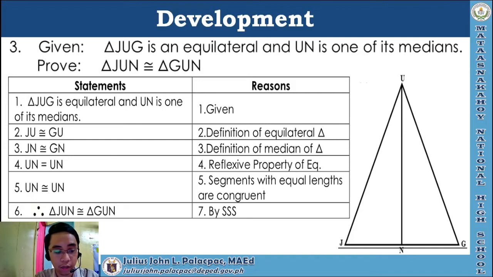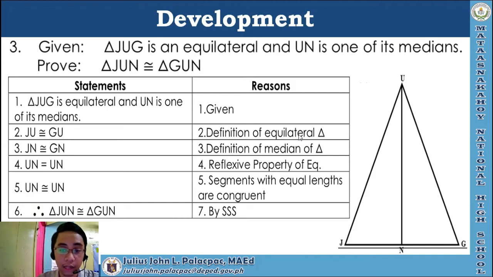Number 3, triangle JUG is an equilateral and UN is one of its medians. So, ilalagay natin muna yon sa given. Number 1, JUG is equilateral and UN is one of its medians. And then, we can say that JU and then GU, definition of equilateral triangle. Kasi sa equilateral triangle, dalawang legs ay equal. So, dito, JU and GU is congruent.